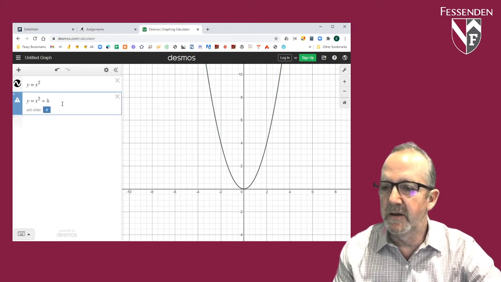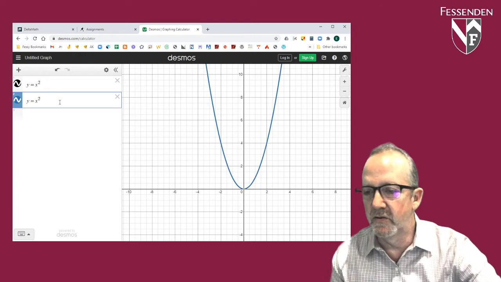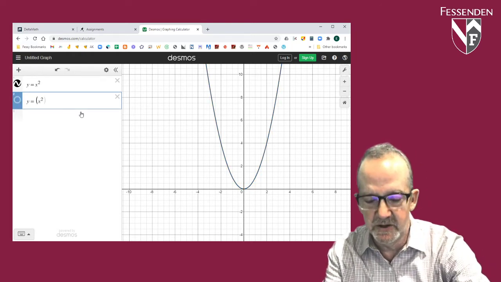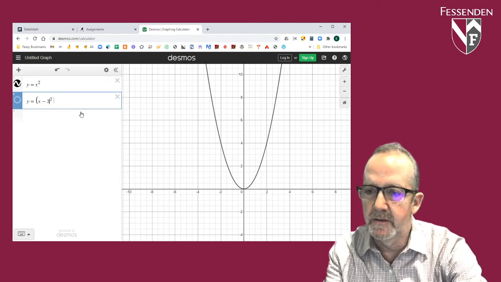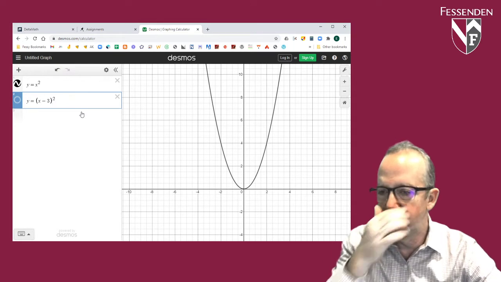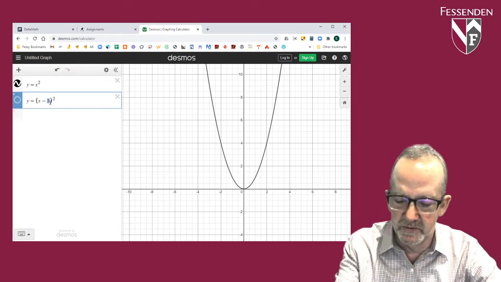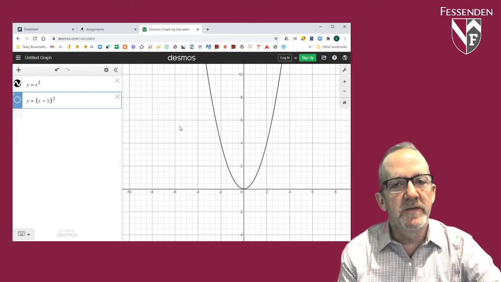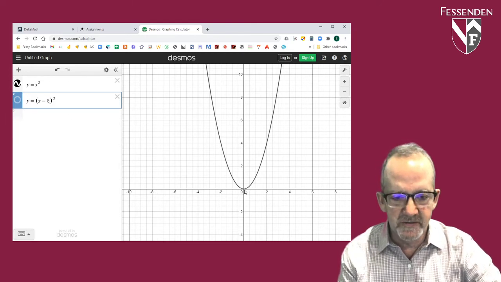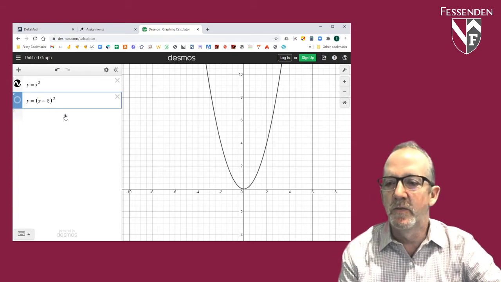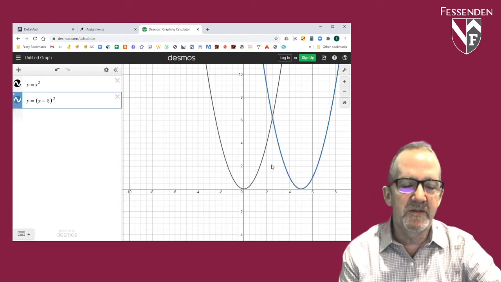Let's go ahead and do something else now. I'll turn this off. What if I change the x value before I square it? And we'll close the parentheses. So x minus 3, or we used 3 before. Let's do 5. Now this is a bit counterintuitive. You might think that this is going to shift it 5 to the left because it says minus here. But it doesn't. It's going to shift it 5 to the right.